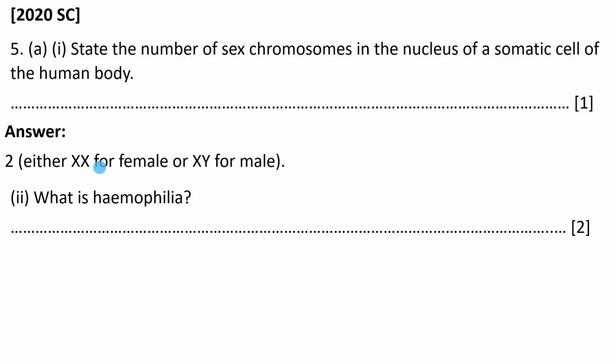So how many sex chromosomes do you have in total? You have 2. If you are female, XX. If you are male, XY.